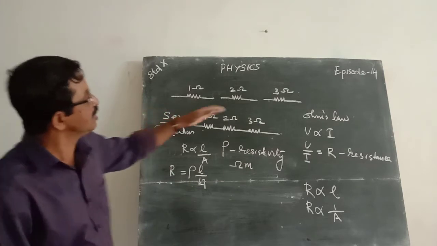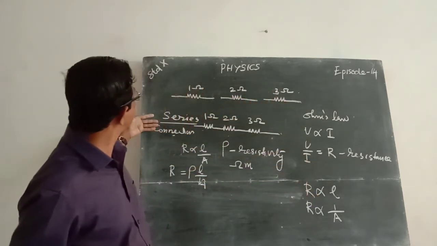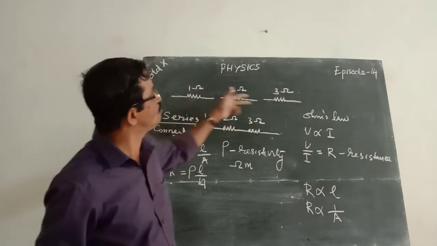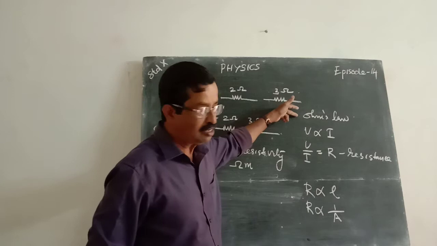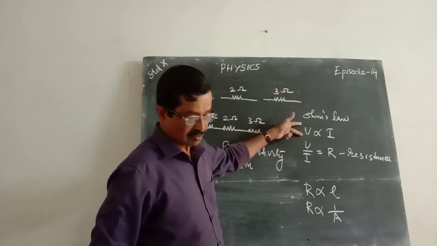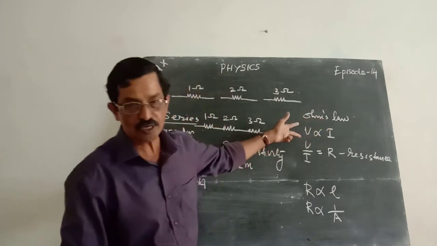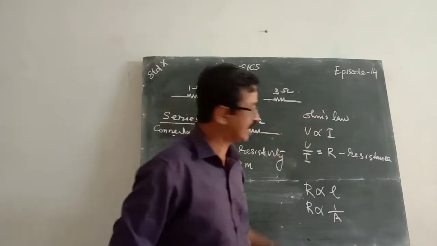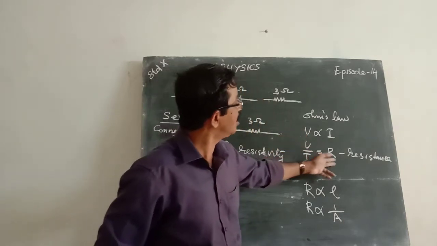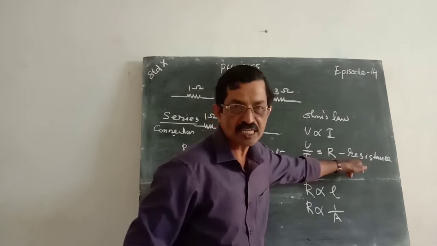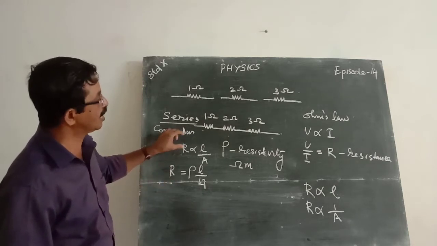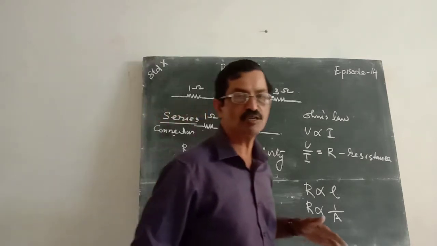Okay, now see, these are the things you want to remember when we discuss series connection. What are the things you already know about Ohm's law? V is proportional to I. It means the current through a conductor is directly proportional to the potential difference. From this we get V by I is equal to R. This term R is called the resistance of the conductor, and the factors affecting the resistance of the conductor we also know.